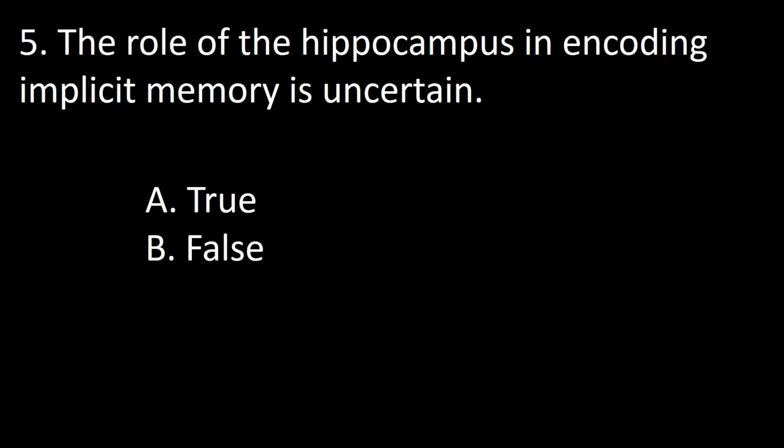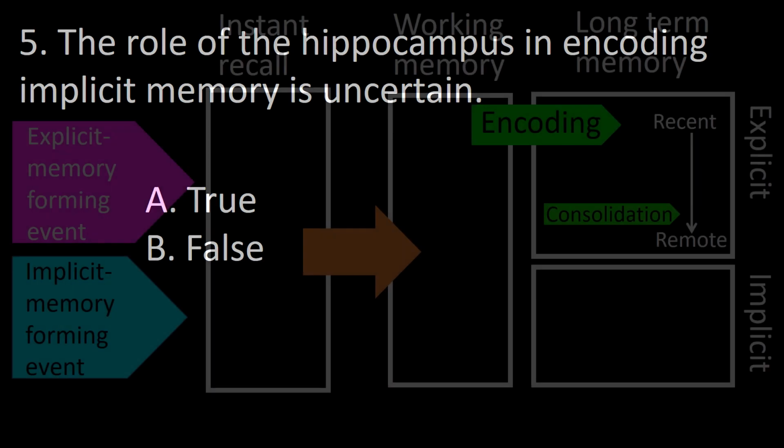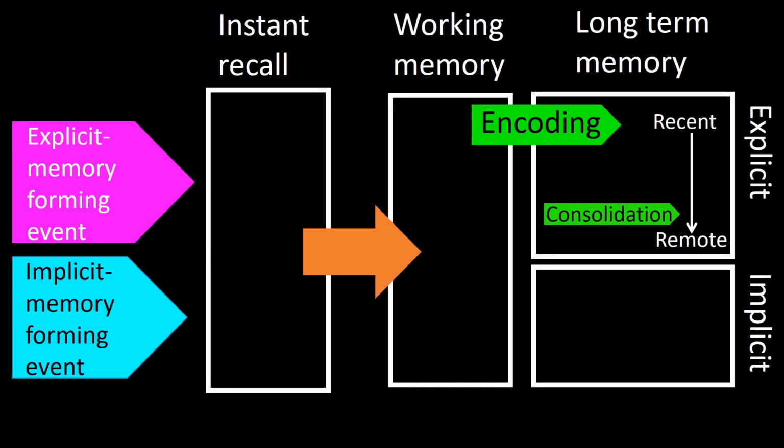Next question. The role of the hippocampus in encoding implicit memory is uncertain. A, true; B, false. We have now gone back to the memory model figure. I want to call your attention to the implicit memory box. Encoding implicit memory, at least for most types of implicit memory, appears not to need hippocampal formation involvement.